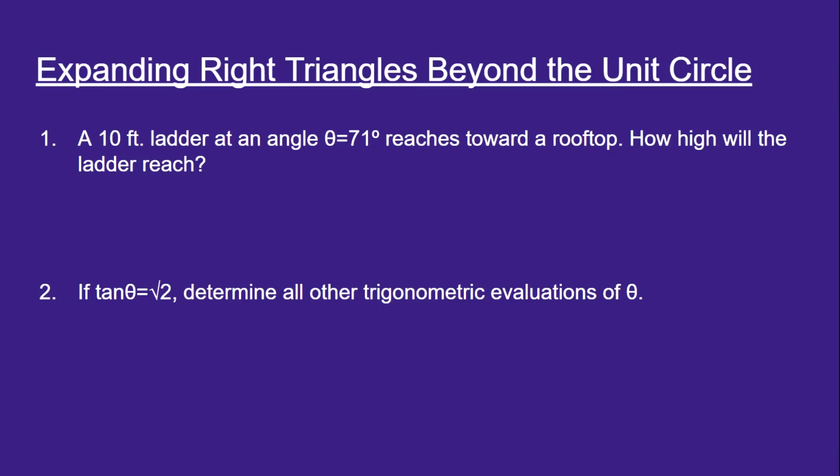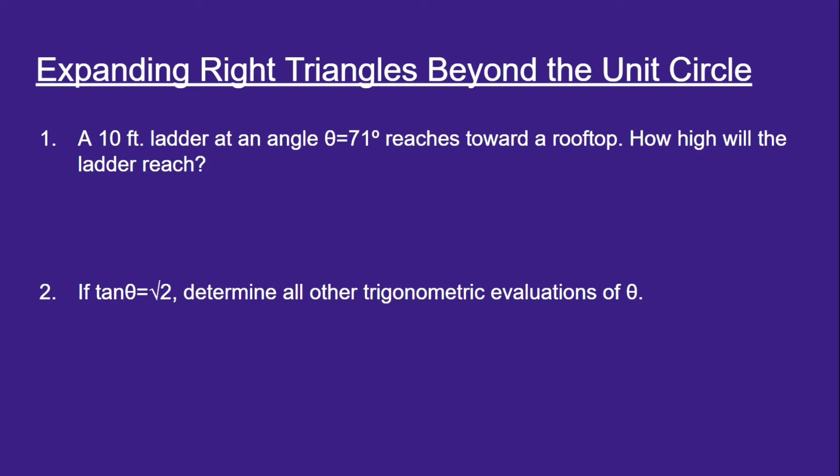To start things off, we have two different problems which are each going to require us to use right triangle trigonometry in ways that are beyond the unit circle. In this first problem, we have a 10-foot ladder leaning at an angle of 71 degrees against a building, and it reaches towards the rooftop of that building. We're curious, how high will the ladder reach on the building?